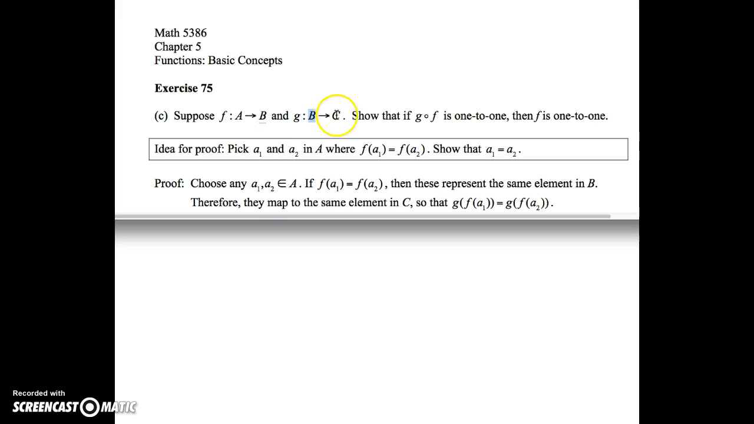then they map to the same element in C through the function g, so that g of f of a1 is equal to g of f of a2. This is by virtue of g being a function. For every input, there's exactly one output. So since the inputs f of a1 and f of a2 are the same, their outputs are also the same, which is why I have this as equal.